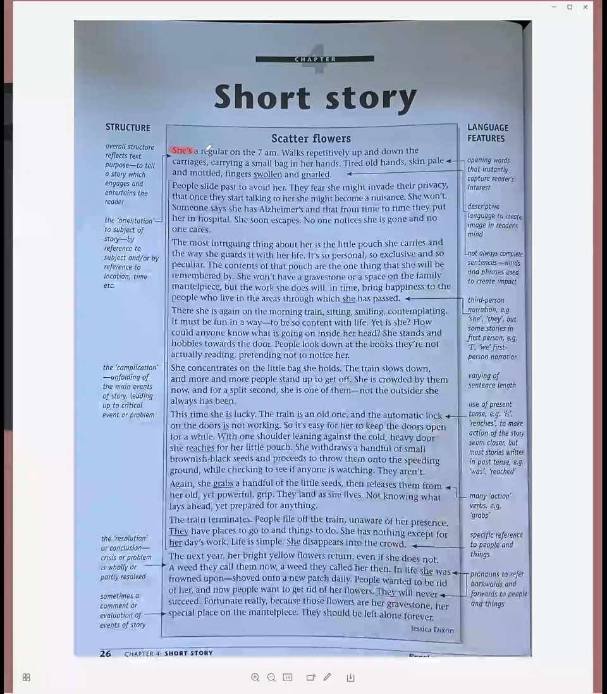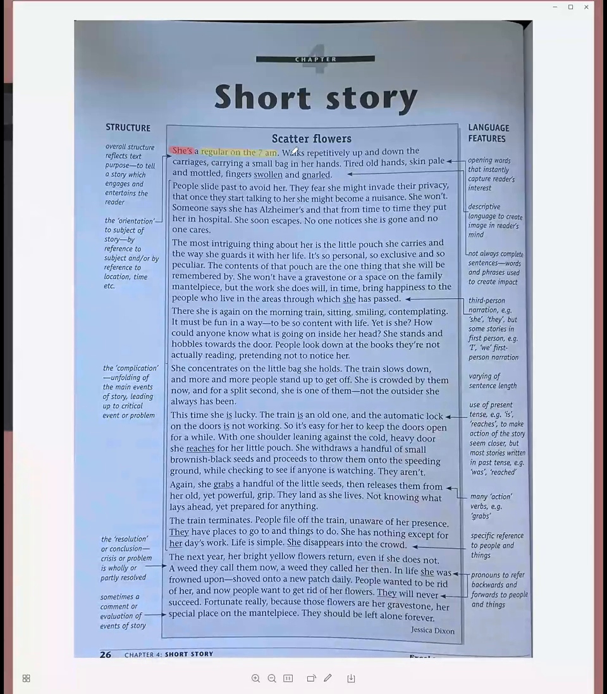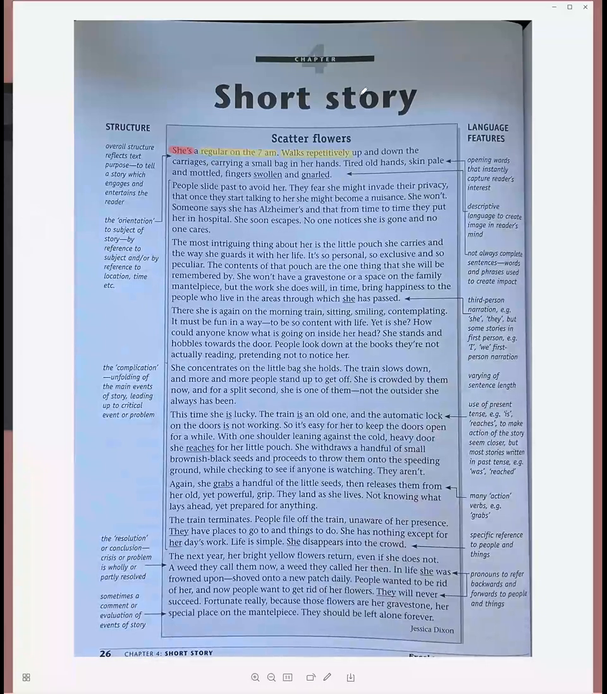So, through the first sentence, we can tell that she enjoys routine. You can tell that she has a habit and she likes to keep to that habit. Also, regarding her age, we can tell that she probably is maybe 60, 70, or even older than that.